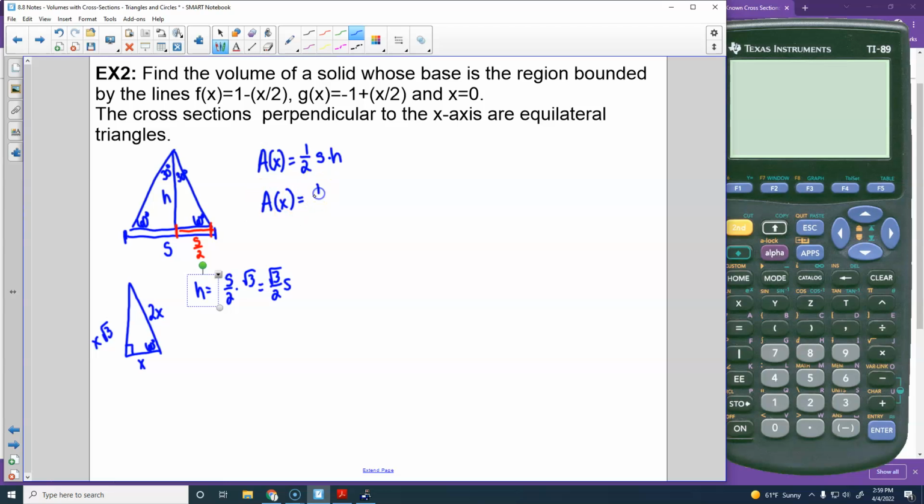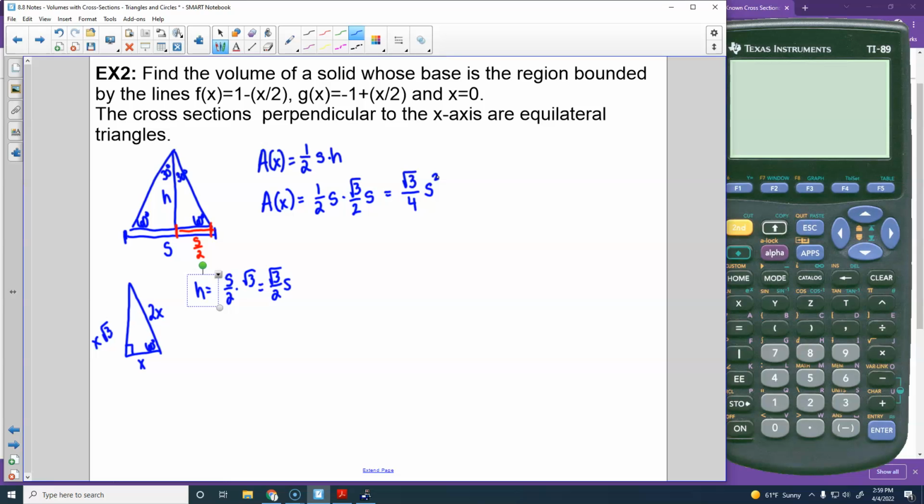So I've got 1/2 S times square root of 3 over 2 S. And I can put those together and I will get square root of 3 over 4 times S squared. Now everything's in terms of S, right? So, now, you can do this every time.